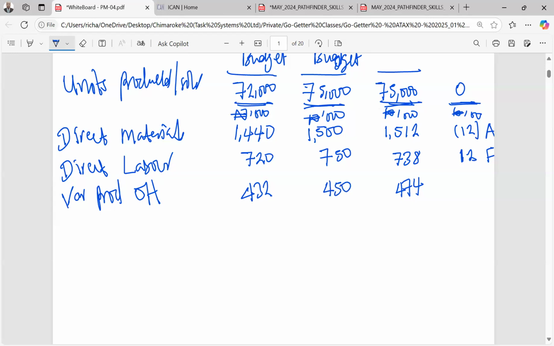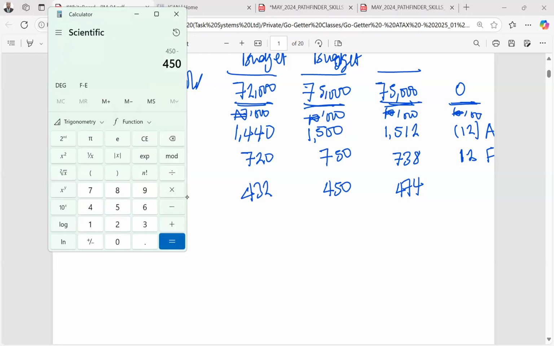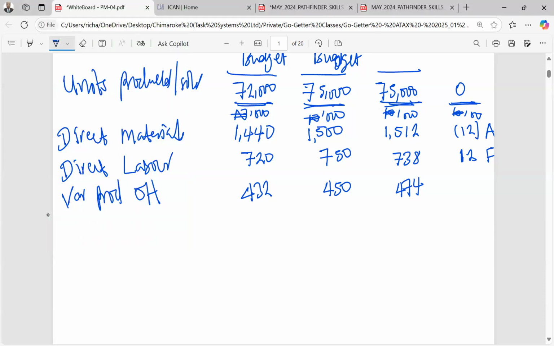Then I'll calculate my variance. 450 is your budget minus the actual 474. You have a negative of 24. I don't need to put A or F when I've put negative. I know that negative is adverse.